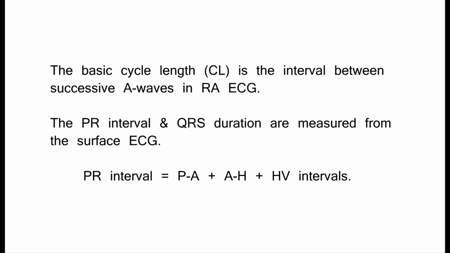The basic cycle length, CL, is the interval between successive A waves in RA ECG. The PR interval and QRS duration are measured from the surface ECG. PR interval equals PA plus AH plus HV intervals.